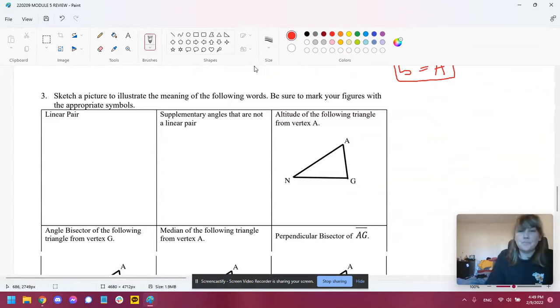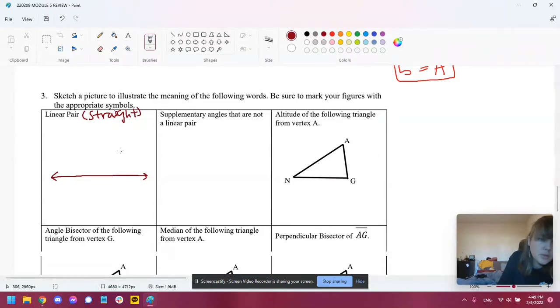Okay, number 3. Sketch a picture to illustrate the meaning of the following words. Be sure to mark your figures. Okay, a linear pair is what we've been calling straight angles. It's just two things that are right next to each other that add up to 180. So like these two are linear pairs. Let me get a better color. These two are linear pairs.